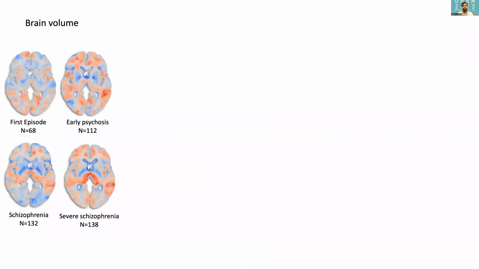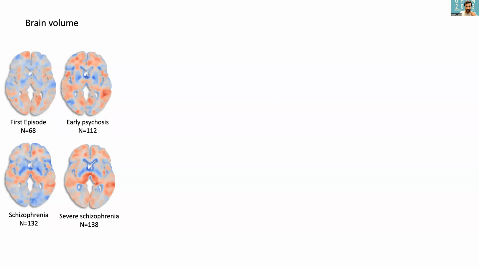To do this, we applied a very simple mathematical model that was recently used in the literature. First I'll describe the ingredients of this model. We want to get really good group-level estimates of volume differences in multiple samples of patients with varying severity of illness. Here we used 4 studies comprising patients with unmedicated first episode psychosis, early psychosis, and 2 samples with established schizophrenia.